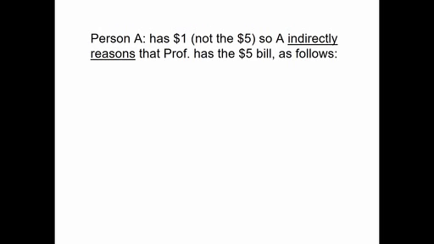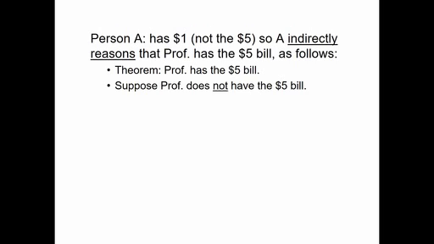So person A, one of the students, they have a $1 bill, not the 5. So person A indirectly reasons that Prof has the $5 bill, and here's how he figures that out. It's not just that Prof wouldn't give away the 5. There's a better flow of logic here. So here's the theorem he's trying to prove. Prof has the $5 bill. Interesting how he starts. He says, let's suppose that Prof does not have the $5 bill.